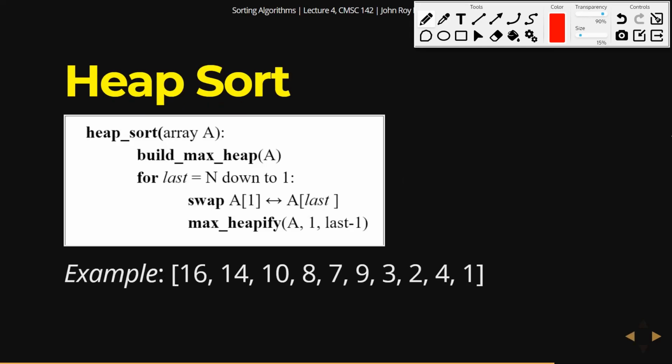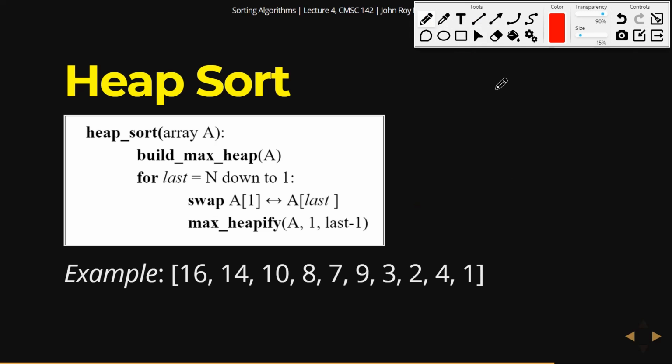Okay, so all in all, this is the heap sort algorithm. So build the max heap for the array, then from n down to 1, swap the root with the last, and then max heapify the rest, and then repeat it again. Okay, so let me show you one last example for heap sort.